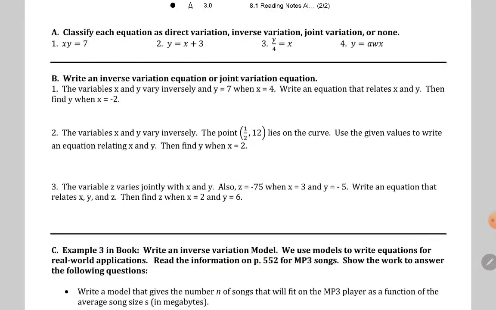Classify each equation as direct variation, inverse variation, joint variation, or none. So xy equals 7. If I move x over to the other side, or if we remember from before, this is known as an inverse variation. Because if I divide both sides by x, I'll get y equals 7 over x, which looks like y equals a over x.